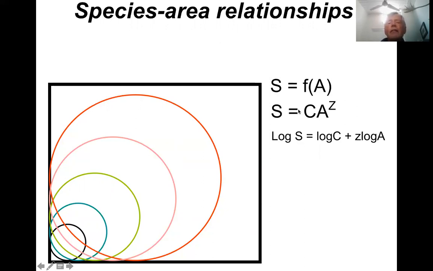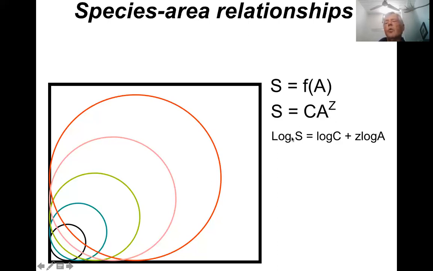And the way that function works, to the extent that the functional relationship is a monotonically increasing function, that is to say, it doesn't go up and down and up and down as area keeps going up, which there's no reason to believe it ever would do, then we can define that functional relationship as the number of species equals some constant, which might vary depending upon whether you're in a desert or a coral reef or wherever, times area to some exponent.